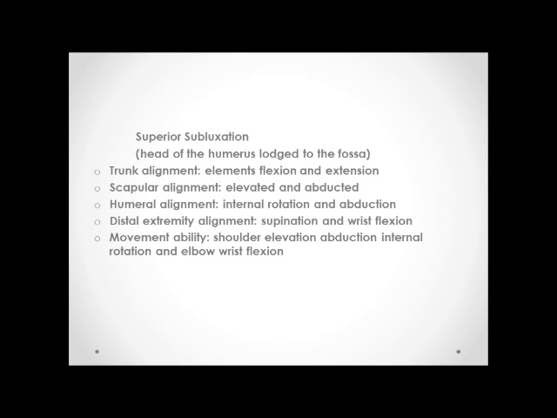With your third one, it's the superior subluxation, and that's when the head of the humerus is lodged to that fossa. With that, you can see elements with both flexion and extension with your trunk alignment. You can see internal rotation and abduction with your humeral alignment, and then the movement ability they will have is shoulder elevation, abduction, internal rotation, and elbow wrist flexion. All 3 of these have in common is they do not have the ability for external rotation, and external rotation gives you that functional range of motion.